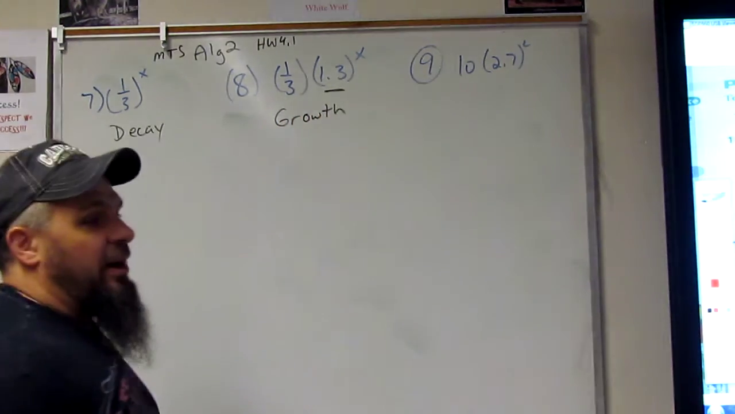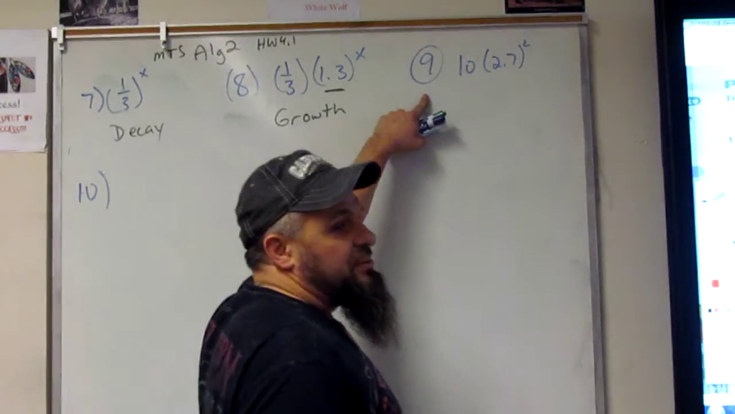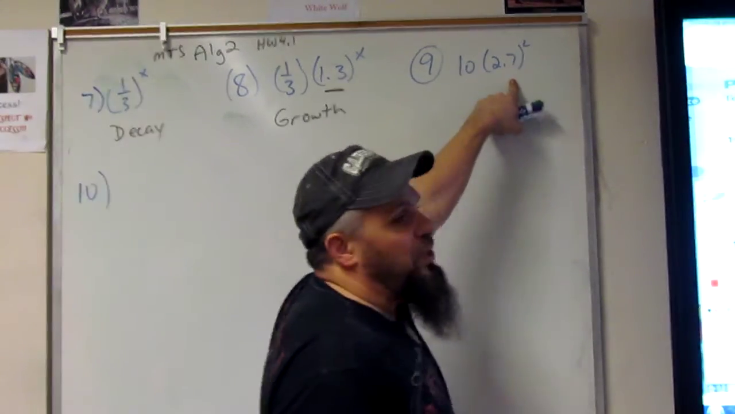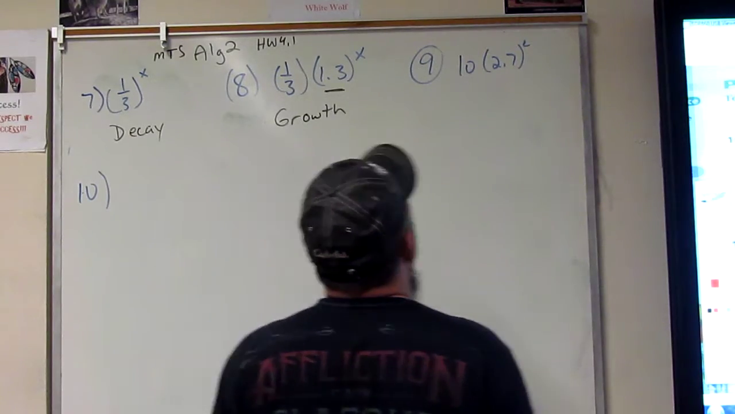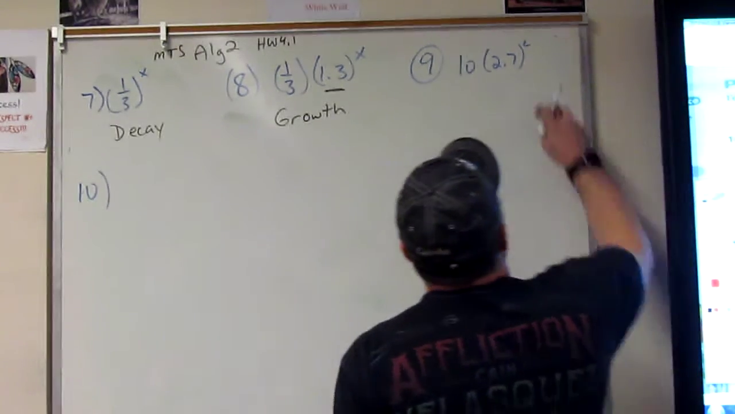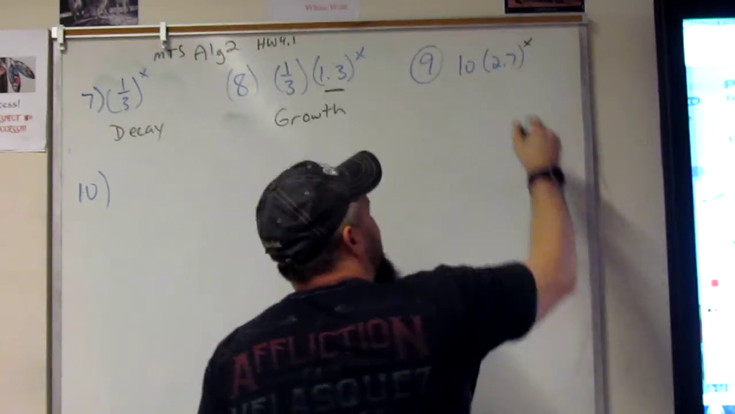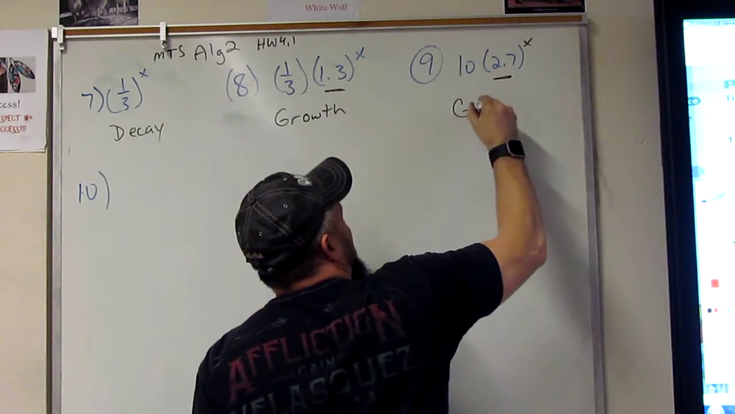And then here with number 9, the 10 doesn't matter, but the 2.7 does. And isn't this to the x? So 2.7 is bigger than 1, so it is growth.